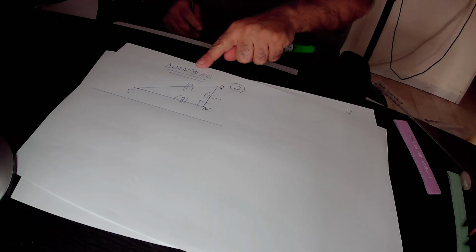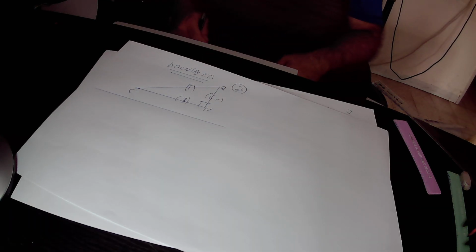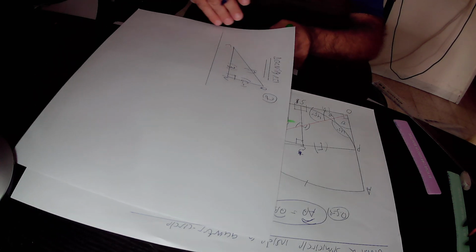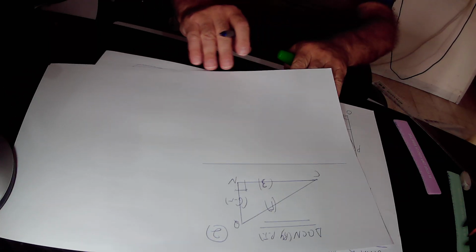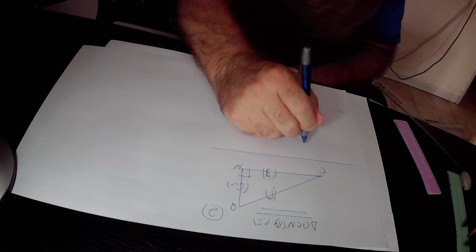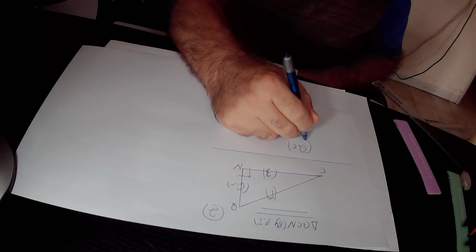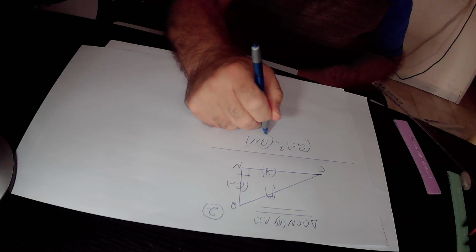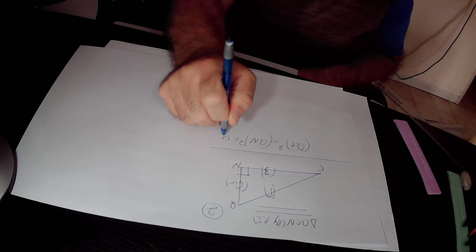Look carefully. This is the right angle at C in triangle QCN. According to the Pythagoras theorem, QC squared, that is the square of the hypotenuse, equals QN squared plus CN squared. So I write it down: QC squared is equal to QN squared plus CN squared.